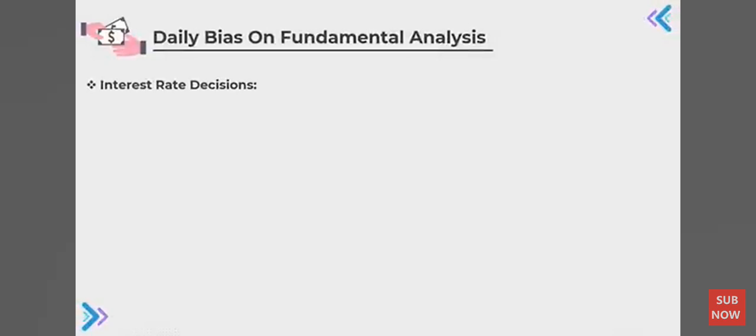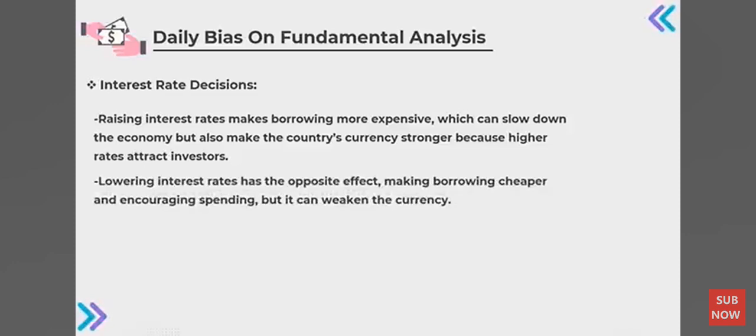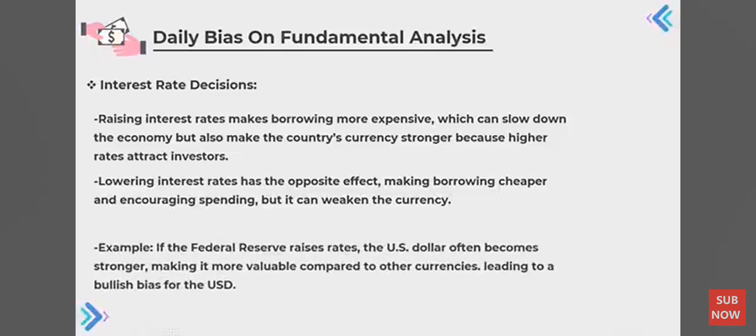Interest rate decisions. This is where central banks, like the Federal Reserve in the US or the European Central Bank, announce changes to interest rates. Why is this important? Because interest rates affect the cost of borrowing money. Raising interest rates makes borrowing more expensive, which can slow down the economy, but also make the country's currency stronger because higher rates attract investors. Lowering interest rates has the opposite effect, making borrowing cheaper and encouraging spending, but it can weaken the currency. If the Federal Reserve raises rates, the US dollar often becomes stronger, making it more valuable compared to other currencies, leading to a bullish bias for the USD.